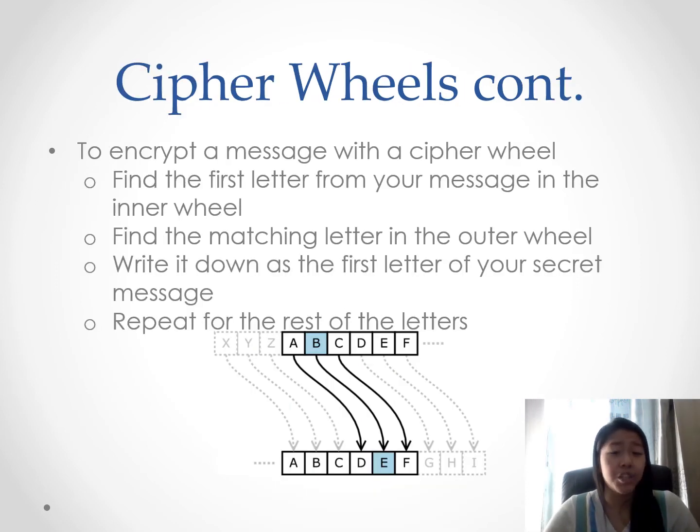Here's some more information about cipher wheels. To encrypt a message with a cipher wheel, first find the letter from your message in the inner wheel, and then find the matching letter in the outer wheel. You're going to write that down, and then you're going to repeat for the rest of the letters.